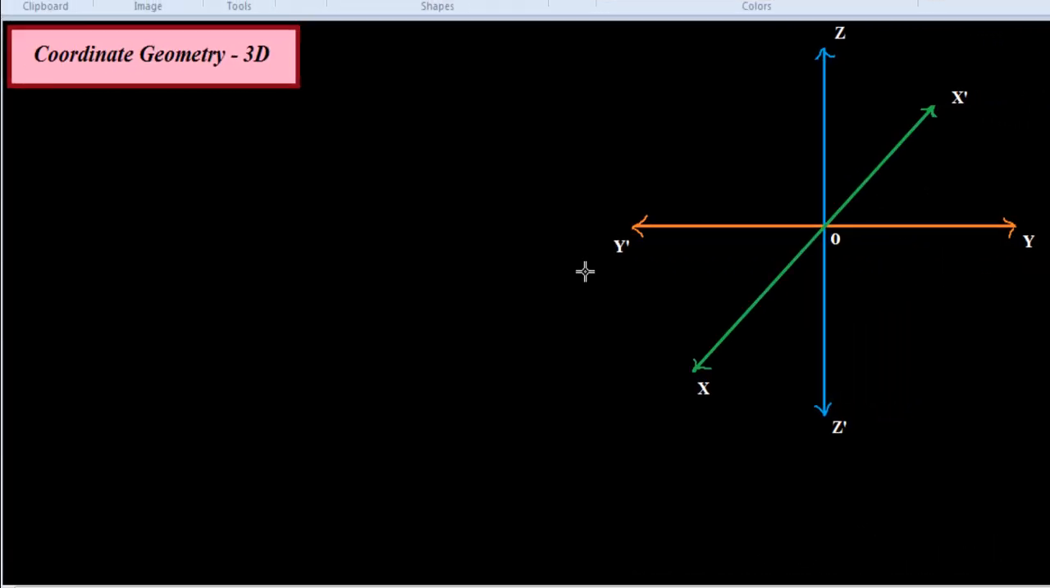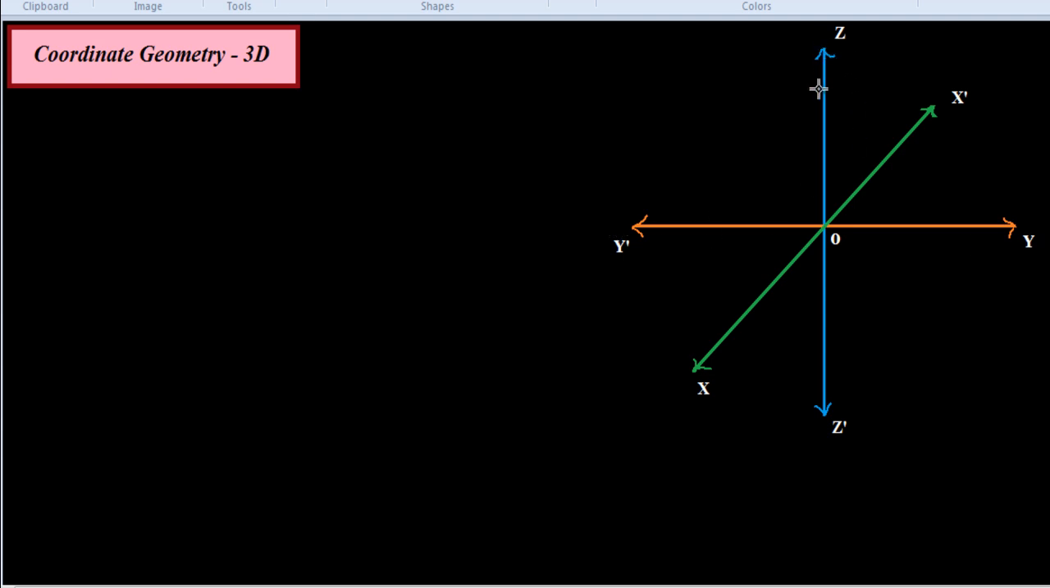Hi friends, in this session we will study coordinate geometry in 3 dimensions. Let us explain the 3 dimensions first. You see here in this figure, this is our x-axis, the green line represents the x-axis, and the orange line represents the y-axis.